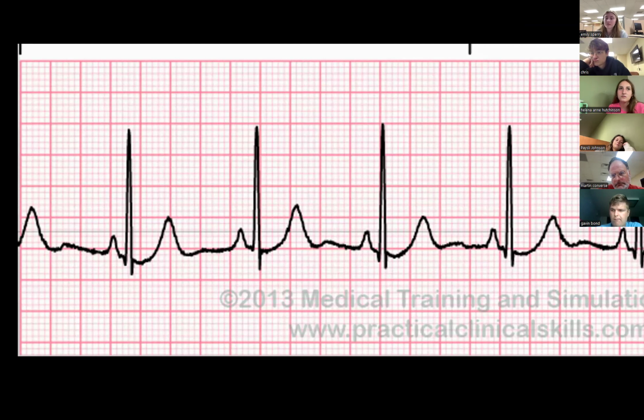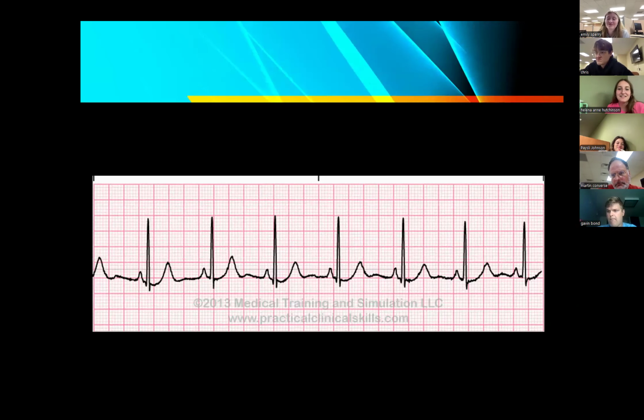What about your QRS? Looks about 1 box, so that's normal. Perfect. All right. What is that rhythm? Normal sinus rhythm. You are exactly right. All right.